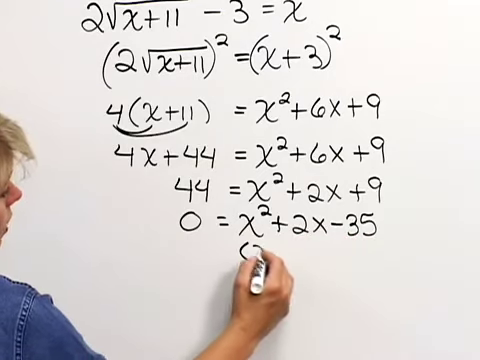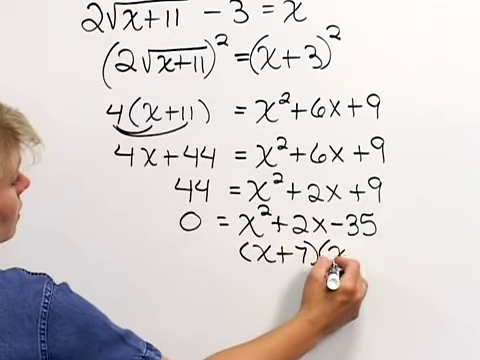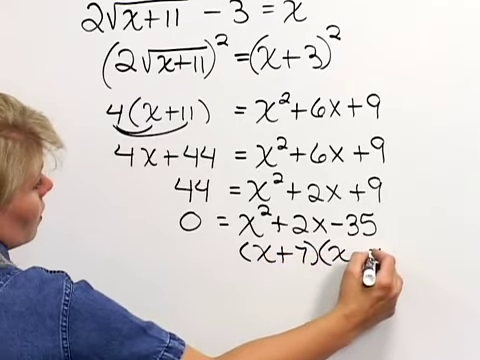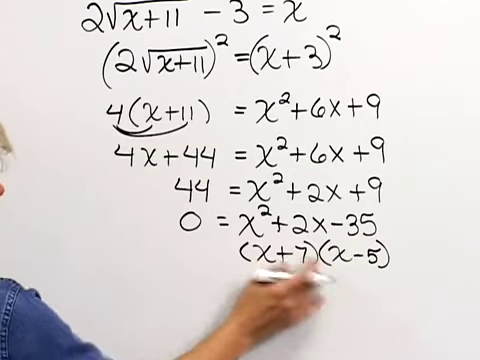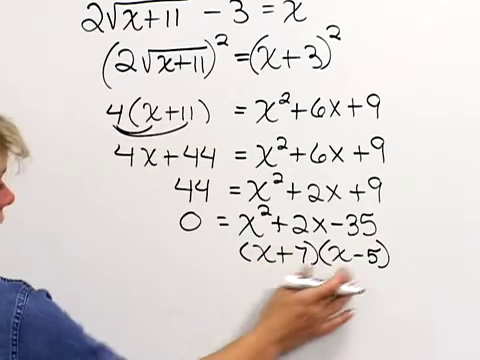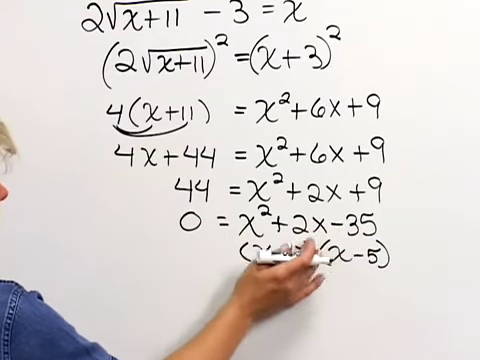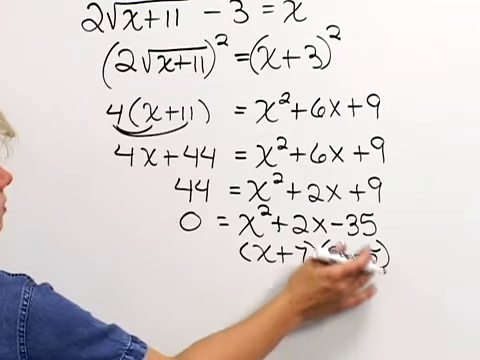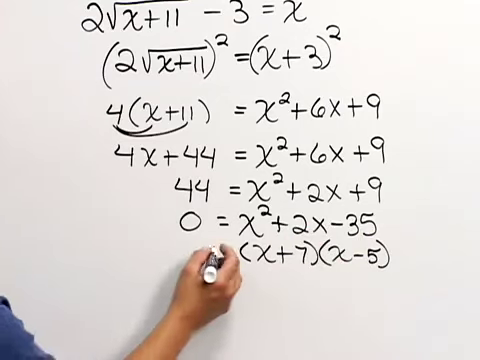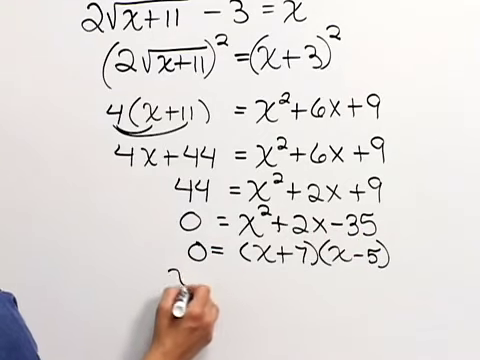We can now factor, and to factor this out, factors of negative 35 that will add up to the 2 will be x plus 7 times x minus 5. And that makes it so the x times the x will be the x squared. X times that is negative 5x. 7 times x is 7x, and those will add up to the 2x, while the 7 times the negative 5 makes the negative 35.